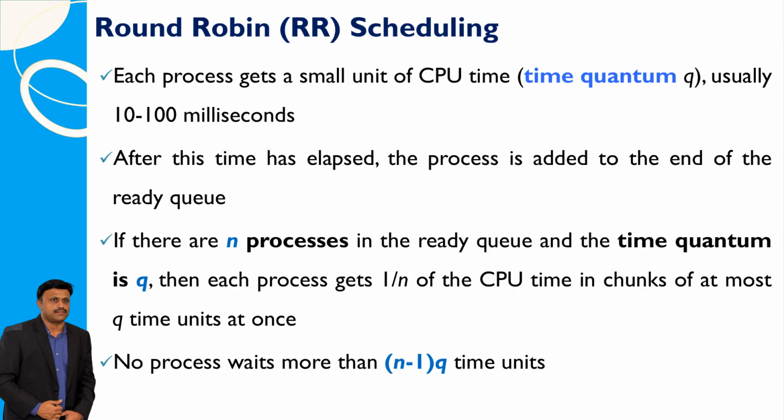Round-robin scheduling allocates a time quantum, typically ranging from 10 to 100 milliseconds, to each process in the ready queue. Once a process consumes its allocated time, it's placed at the end of the queue. With n processes in the queue and a time quantum of q, each process receives 1/n of the CPU time, with each allocation not exceeding q time units. This scheduling ensures that no process waits longer than (n-1)q time units.